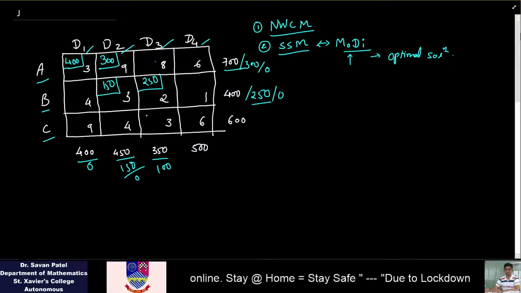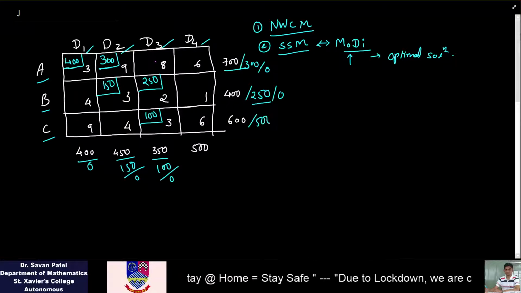Then our northwest corner is this one. Here we have 100 and 600. The minimum is 100, so we will allocate 100 units here. Now we are left with 0 here and 500 units here. Now only one cell is left, so we will allocate whatever is left, that is 500 units. This is our initial basic feasible solution.